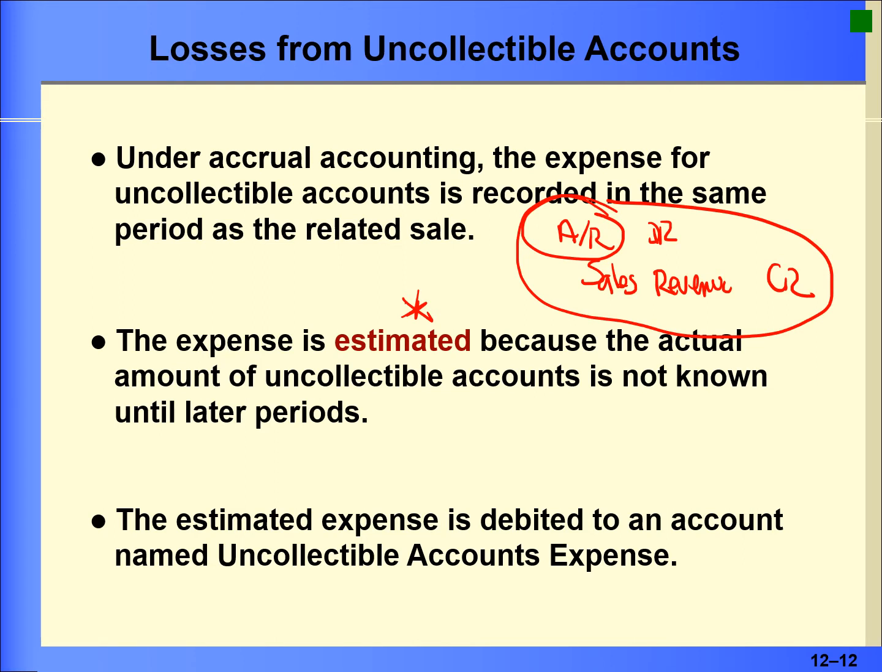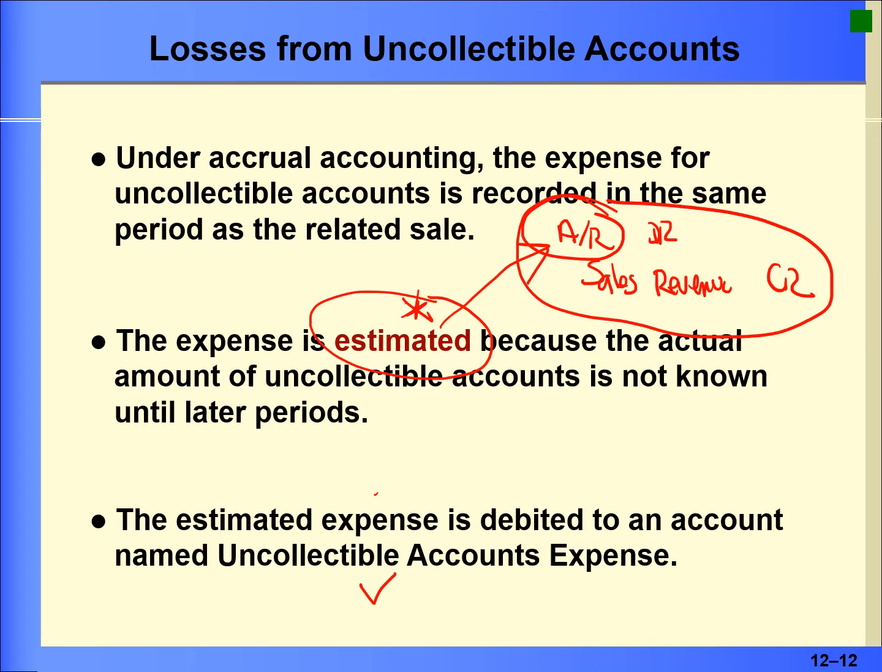And basically what we're doing is we're going to be debiting an expense account. We're going to call it Uncollectible Accounts expense. And then the offset is going to go to a contra asset account called allowance for uncollectible accounts. So this is a new adjustment. Again, you're making an estimate of your credit customers who will not pay you. And of course, this is an adjusting entry.